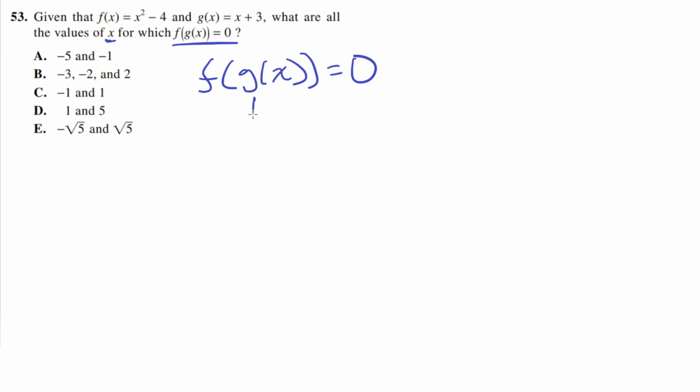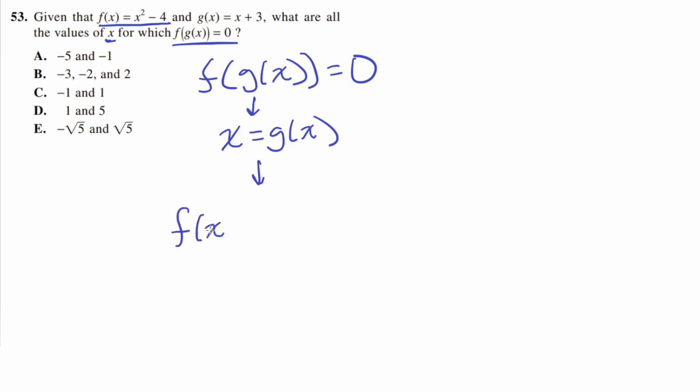So f of g of x is just a composite function where we have f of x, but the x on the inside is replaced with the function g of x. So this is just f of x, but the x equals g of x. So we can rewrite this as just simply this function, but replace the x with g of x.